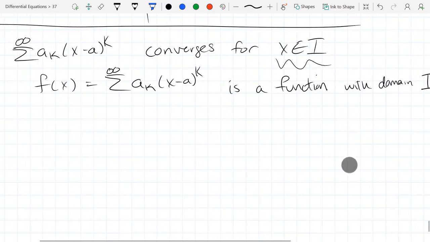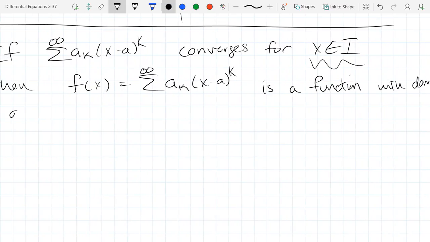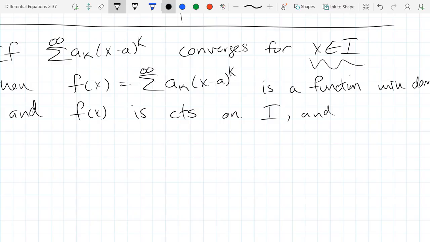So we got the domain as I, and f of x is continuous on that interval I. So it's a nice function. And f is differentiable and integrable. F is diffable and intable. So it's differentiable and integrable.